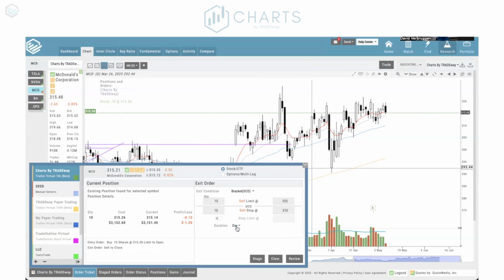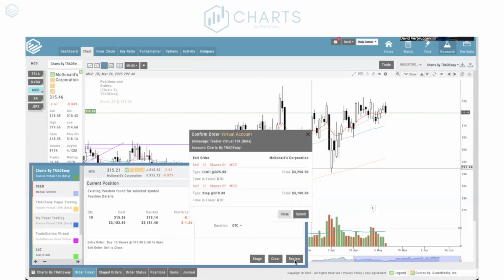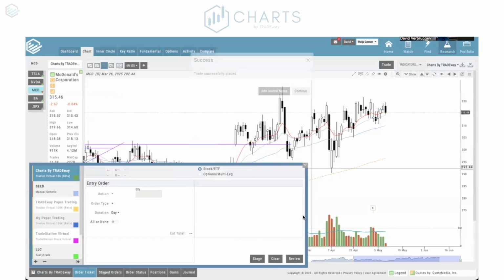My duration, don't forget this step. Right now it defaults to a day. That means at the end of today, this closing order is going away. To change that, choose GTC, good till canceled. That means this closing order will stay in the system until either you cancel it or the order triggers and the shares sell for either the profit or the planned expense. From here, we can go ahead and hit review, submit.